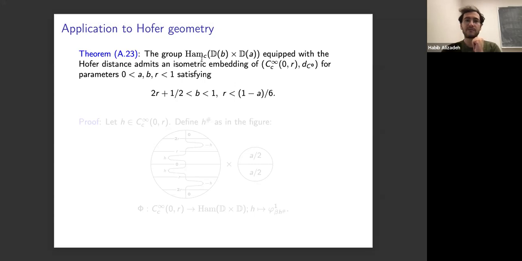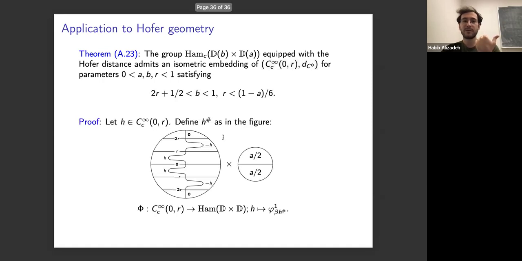So what we prove here is this: take the group of Hamiltonian diffeomorphisms with the Hofer distance, and then look at this infinite dimensional space, which is the space of smooth, compactly supported functions on this interval, 0 and R. If these parameters satisfy some technical condition, then you can embed this space, equipped with the C0 distance, isometrically into the group of Hamiltonian diffeomorphisms. And the embedding is just by this picture.